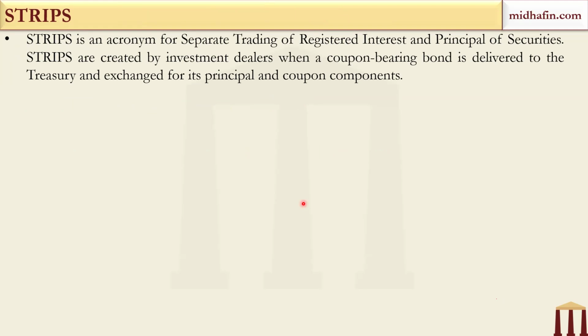So STRIPS is basically an acronym for separate trading of registered interest and principal of securities. So what does it mean? I'll take a very extensive example here just to make you understand. Let's say I have issued bonds worth $1 million. That's the total amount that I am getting from the bond. So a specific bond has a worth of $1 million. Of course, the face value is 100, there is no doubt for the bond, but it's $1 million.